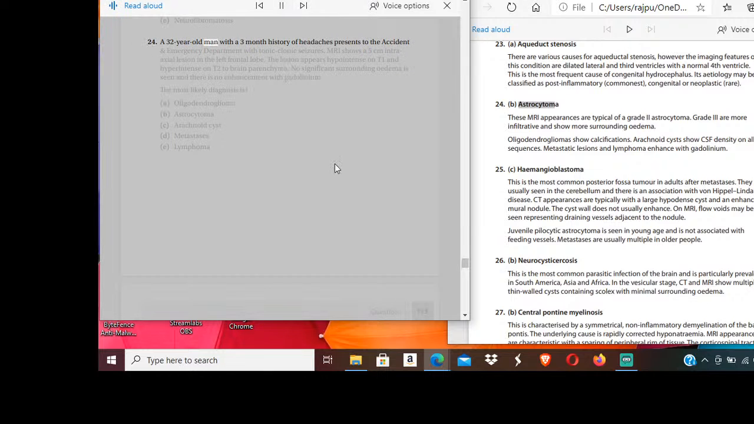24. A 32-year-old man with a 3-month history of headaches presents to the accident and emergency department with tonic-clonic seizures. MRI shows a 5 cm intra-axial lesion in the left frontal lobe. The lesion appears hypointense on T1 and hyperintense on T2 to brain parenchyma. No significant surrounding edema is seen and there is no enhancement with gadolinium. The most likely diagnosis is A. Oligodendroglioma, B. Astrocytoma, C. Arachnoid cyst.